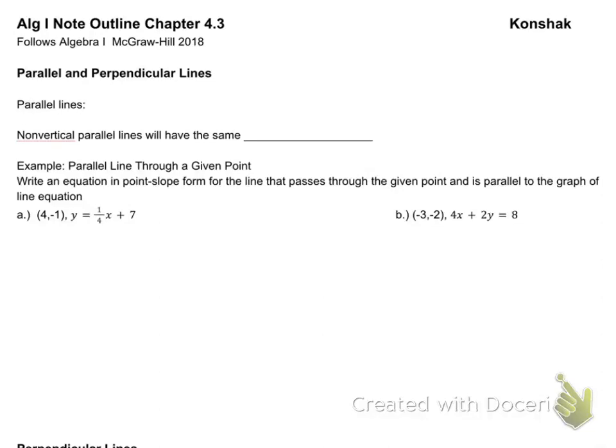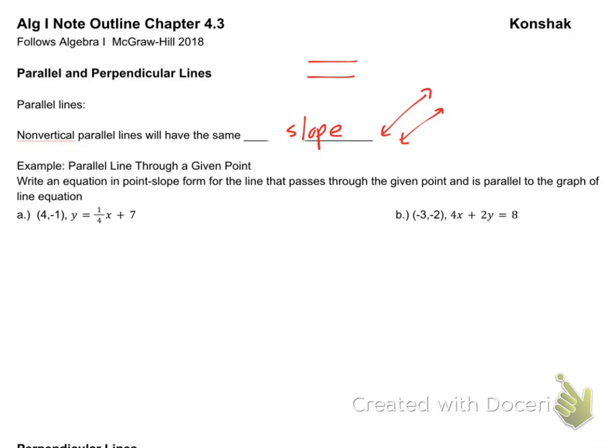Algebra 1, Chapter 4.3. We're going to talk about parallel and perpendicular lines, guys. So, parallel lines are non-vertical lines that have the same slope. So, those can be parallel lines. Now, granted, they're drawings, so they're not perfect. Two horizontal lines have the same slope.